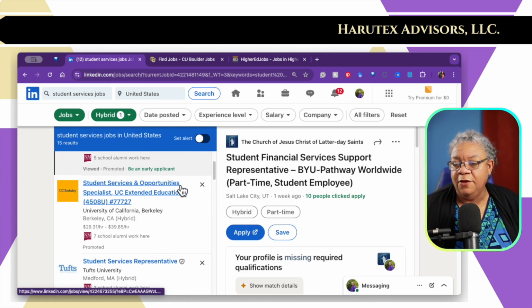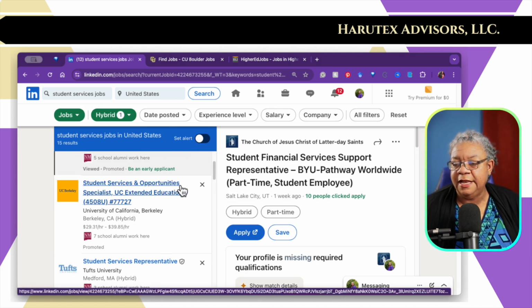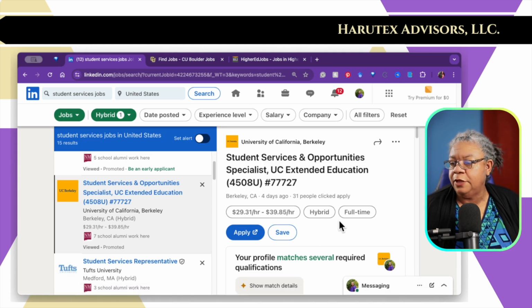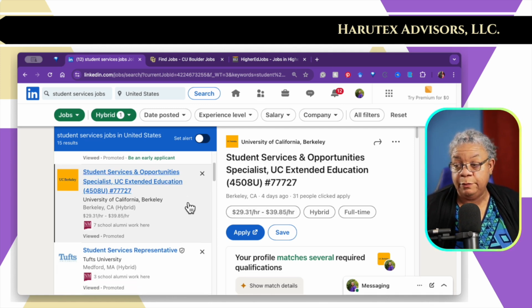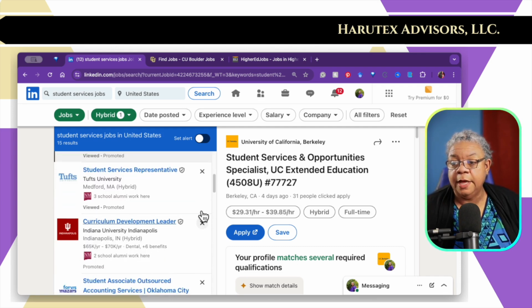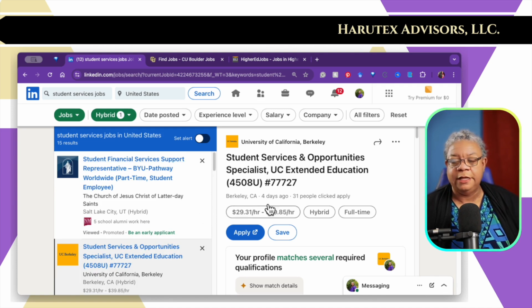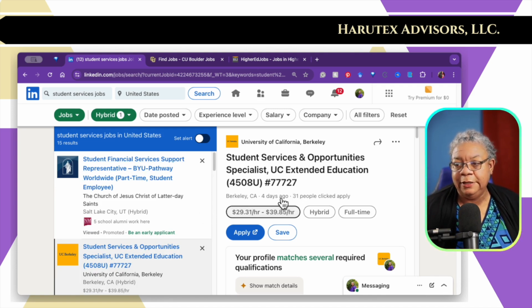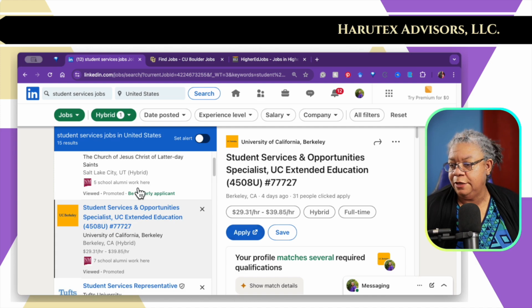Look, let's see. Student services, extended opportunity specialist. Salary is 29 to 39. If you're already living in California, that might be good. If you're moving to Berkeley, I'm telling you right now, that's not very high. I know it looks high if you're here in New Mexico, but if you're living in Berkeley, the cost of living might be killing you on that one.